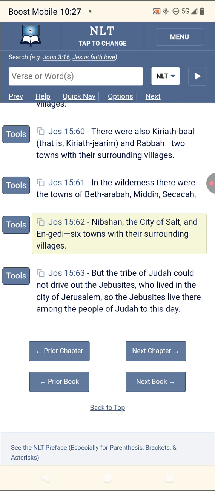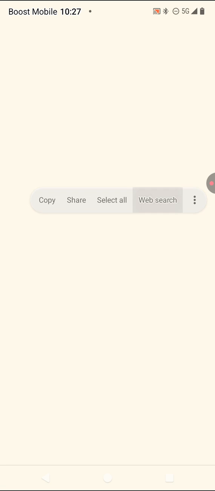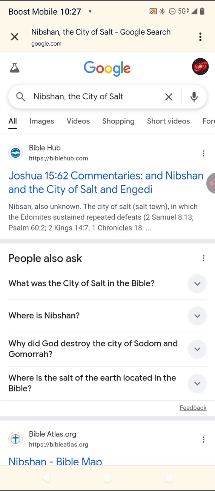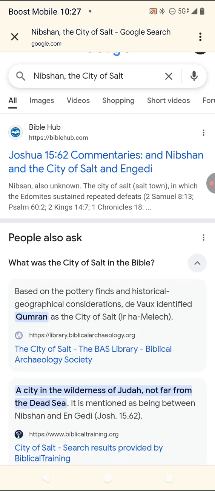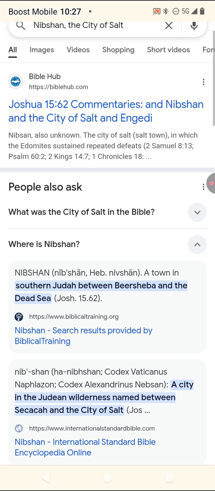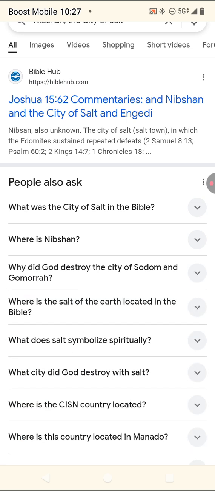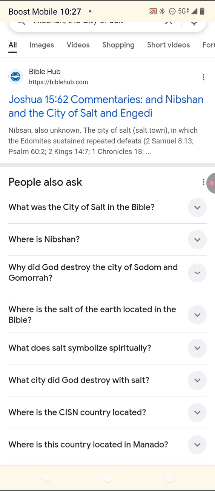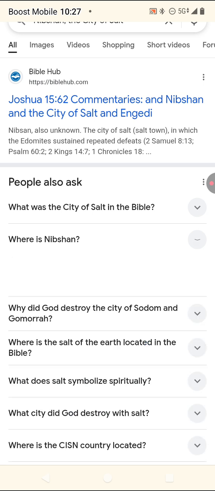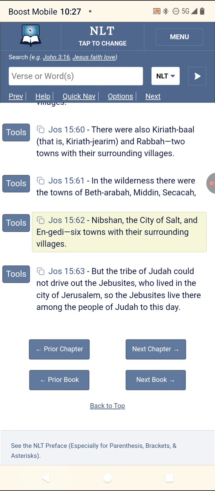And I'm curious about that. I have to look it up on my own time, why it's called the City of Salt. As a matter of fact, let's just see if we can get it all in there. This is real quick. The City of Salt. It's Qumran, a town in southern Judah between Beersheba and the Dead Sea. Like I said, I'm not going to look too much into it right now. If I do, I'll do it on my own time. So let's finish this off.